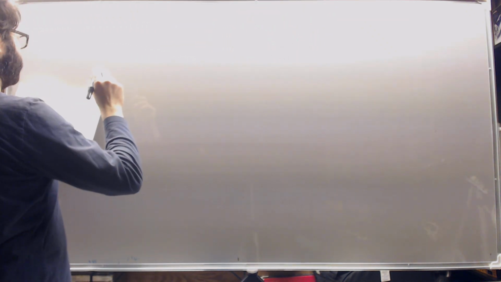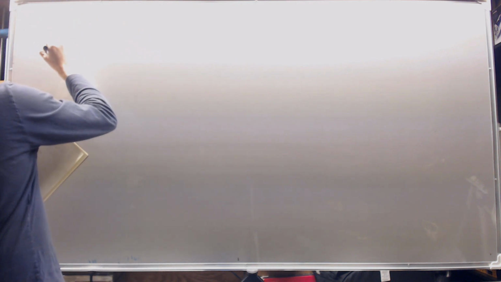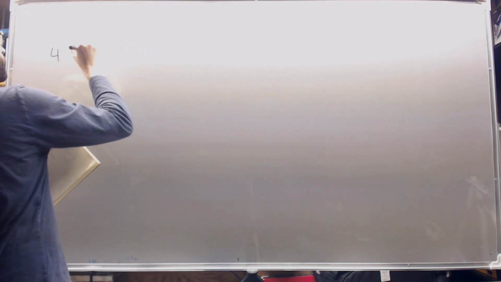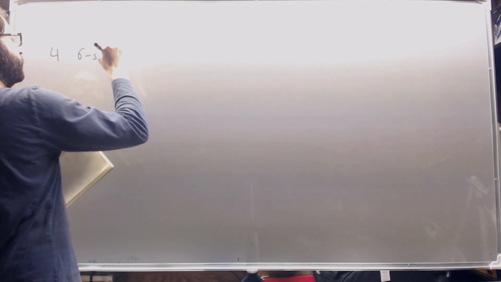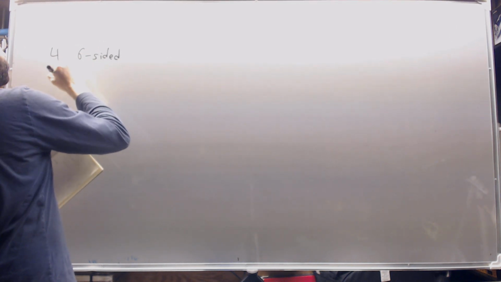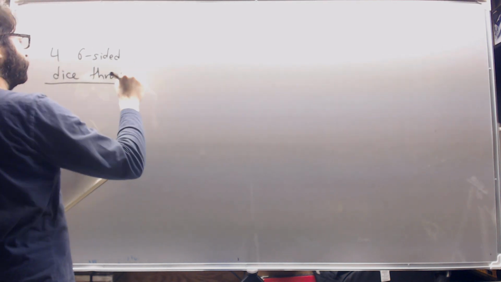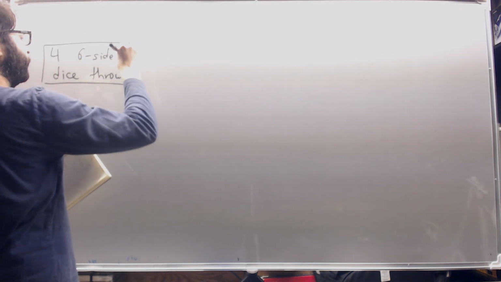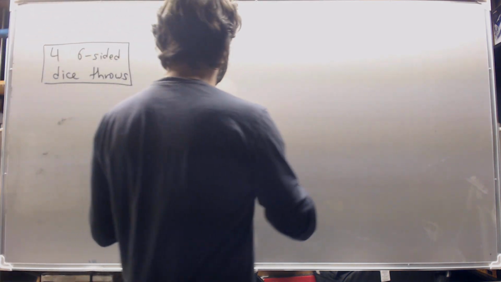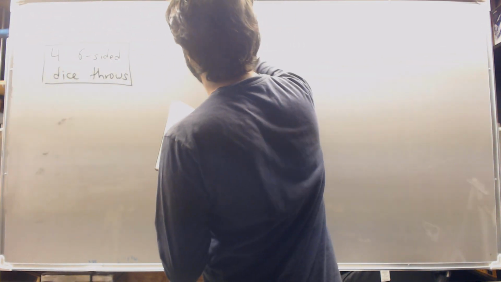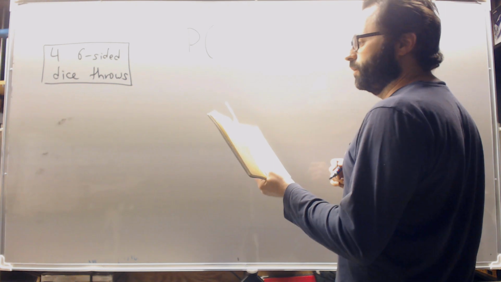Here's what I want to think about. We're going to consider 4 six-sided dice throws. And here's the question that I want to answer. What is the probability that I get the following?